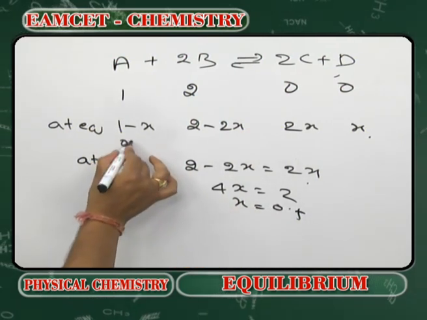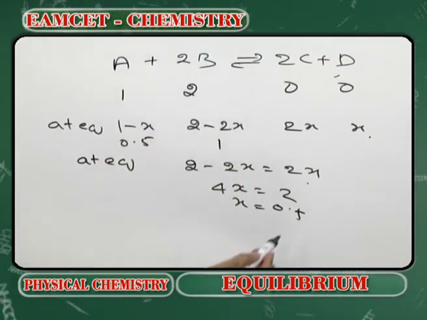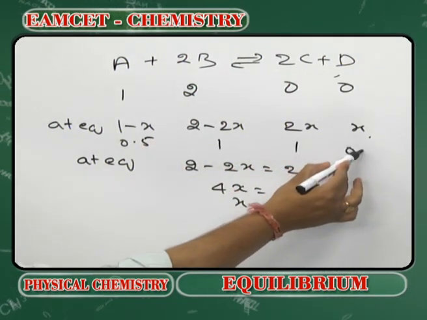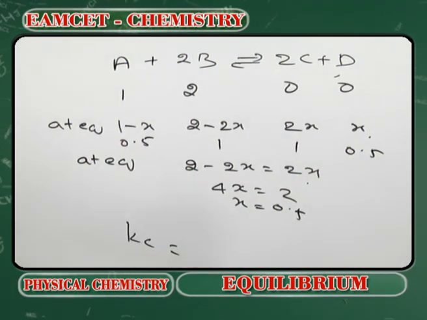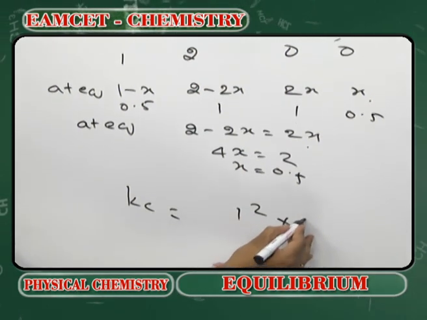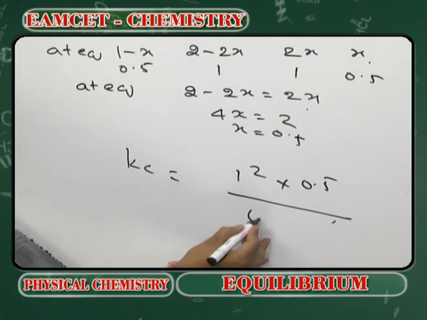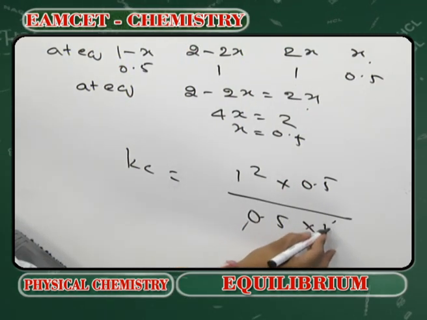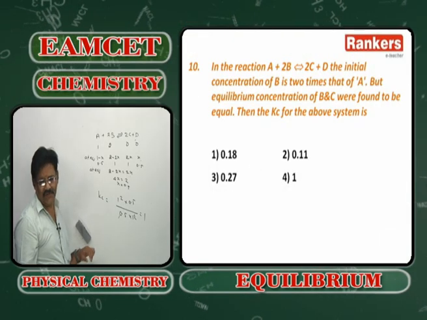Now at equilibrium this will be 0.5, this will be 1, this will be 1, this will be 0.5. Now Kc is equal to 1 square into 0.5 by 0.5 into 1 square. Kc is equal to 1. Option 4 is the answer.